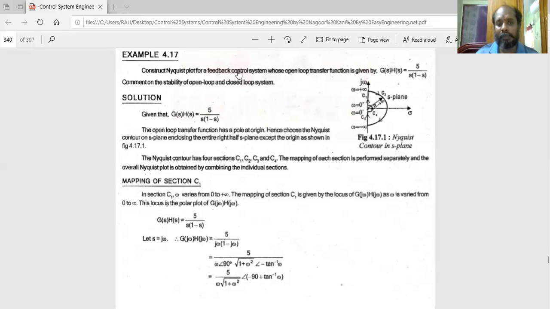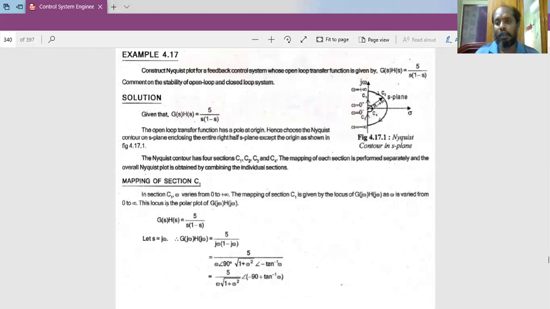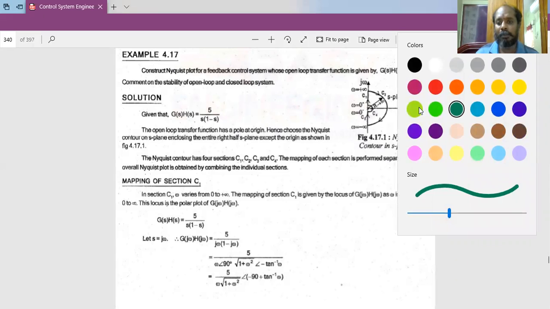Now look at the problem statement. Construct a Nyquist plot for a feedback control system whose open loop transfer function G(s)H(s) is equal to 5 by s into (1 minus s). Comment on the stability of the open loop and closed loop system. Now, for the open loop, as usual, we will try to comment.